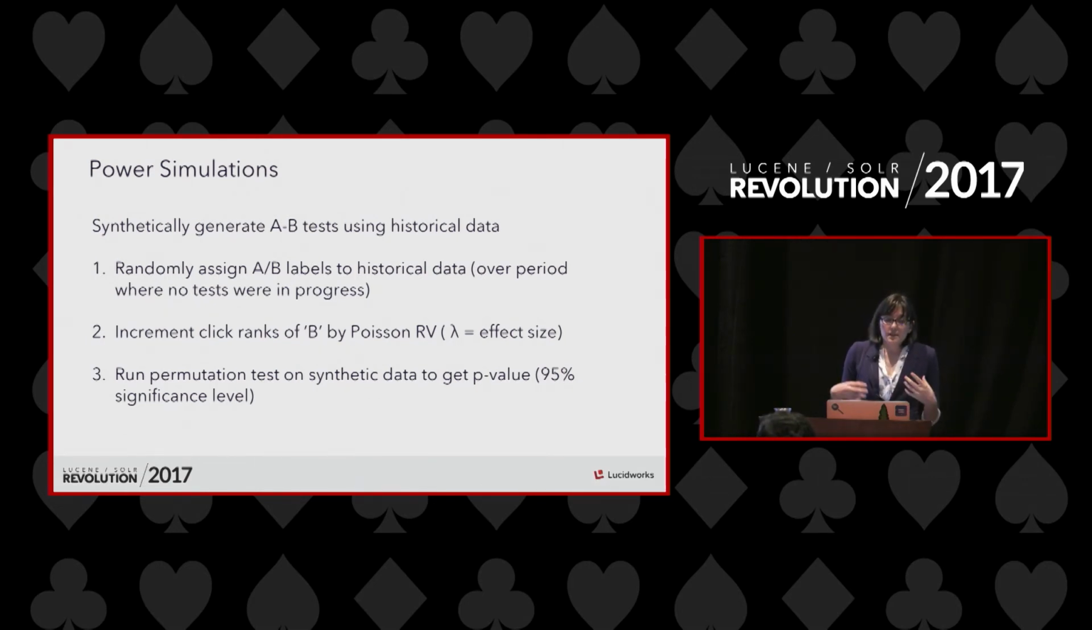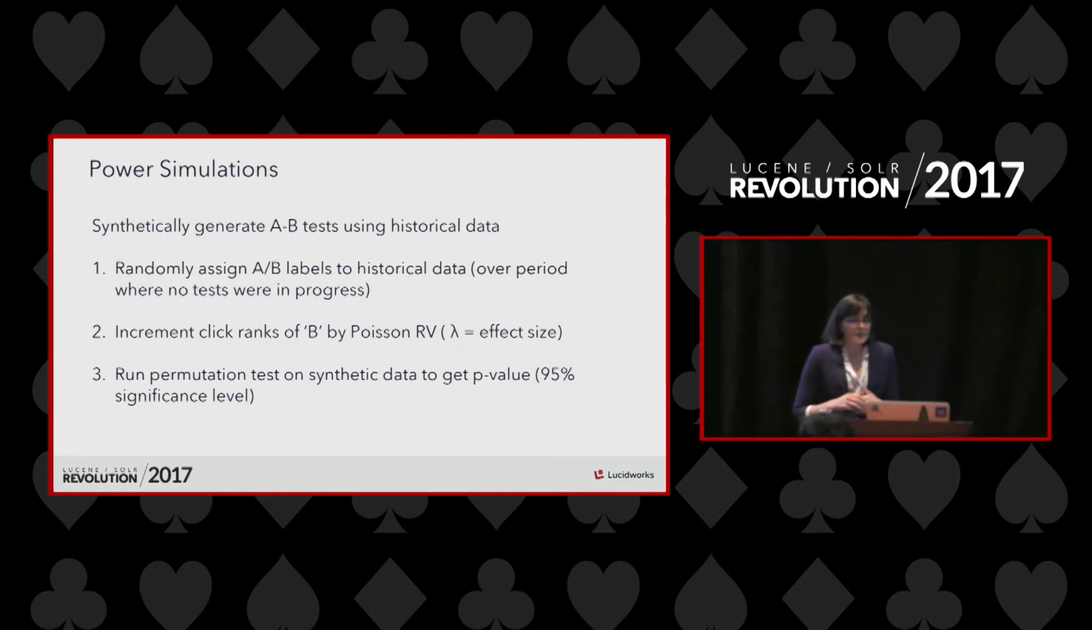But what we can do is take that B set and somehow change the click ranks by a known amount. In the examples I'm showing you here, we just incremented the clicks by a Poisson random variable where the mean was equal to the effect size. So we're basically shifting the average click rank by some known amount. At this point, we have synthetic A and B data. We can run our permutation test, get a p-value, at a 95% significance level.